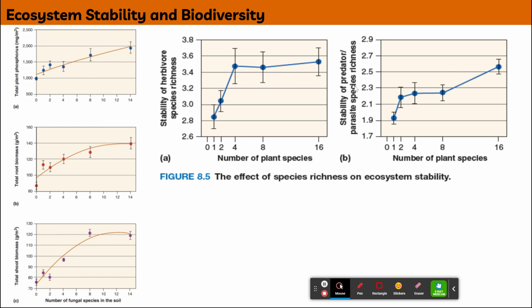And the same thing for your predator-prey. As you have more plant species, there's a more stable interaction between your predators and parasites, which do act as population controllers.